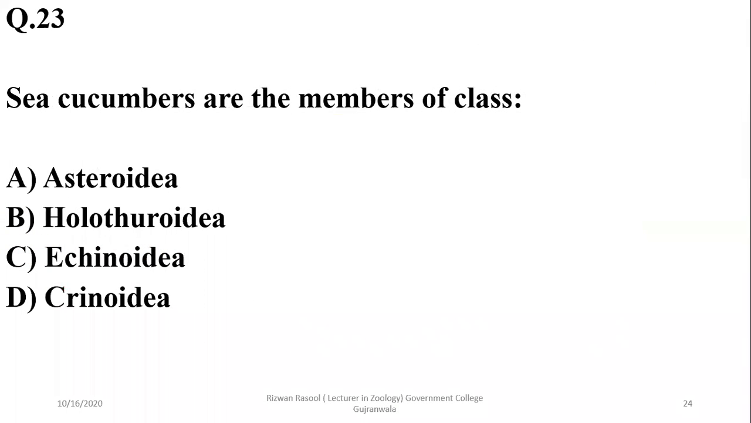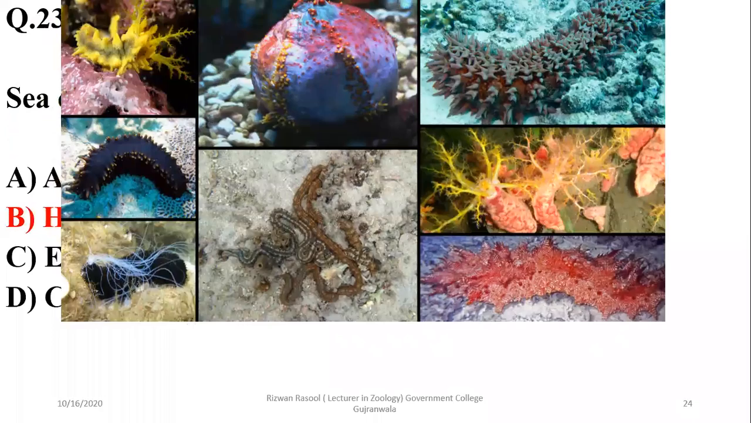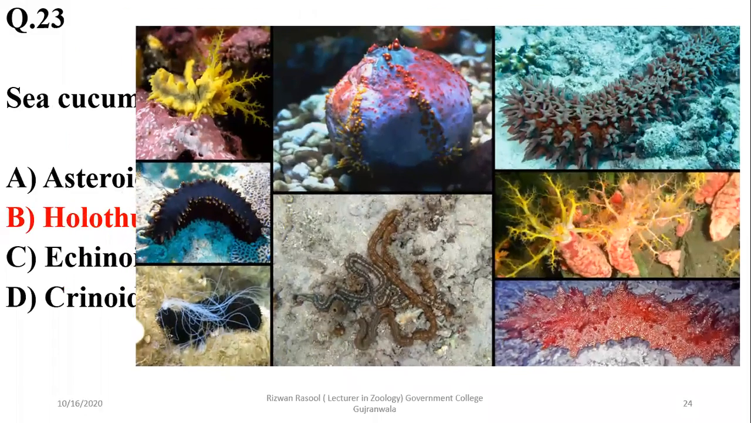Number 23, sea cucumbers are members of class Holothuroidea. And sea cucumbers, Holothuroidea members, exist in a variety of colors and forms.